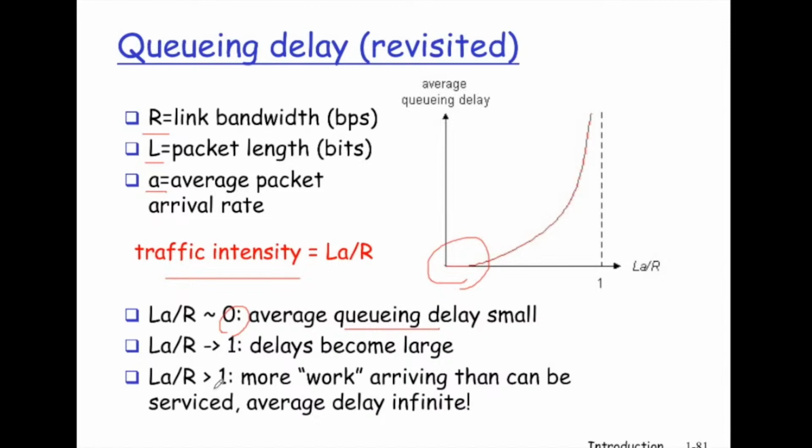When the intensity is greater than 1, that means there are more bits coming in than going out. And when time goes on and on and on, the newly arrived bits will need to wait longer and longer and longer. And it's pretty much here, approaching infinity.